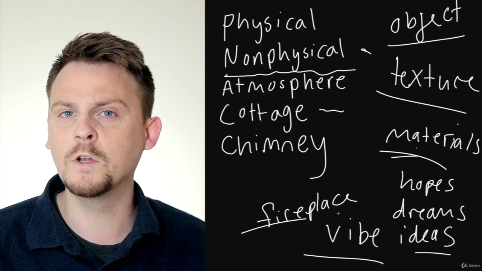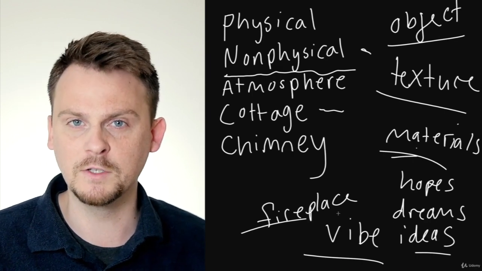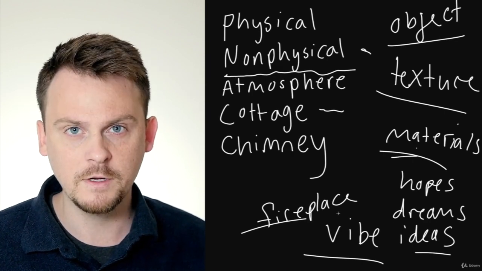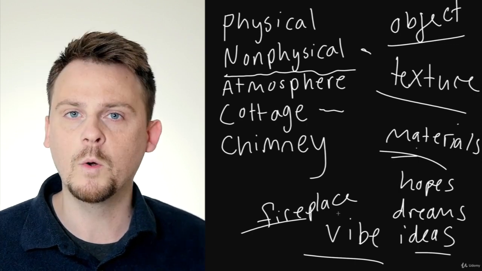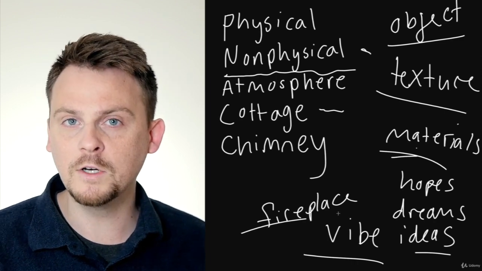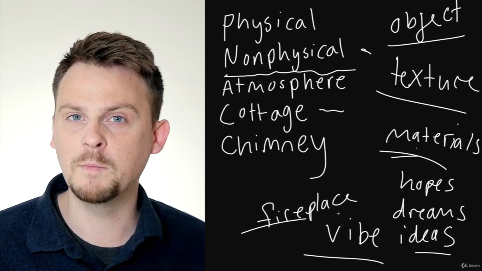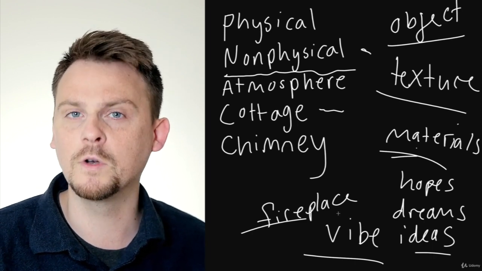So those two words will make sense more later in the class when we actually practice description. So physical, non-physical, atmosphere, the feeling of a place, the vibe. We need to also know cottage, and we need to know chimney. We'll learn other words too later on in the class, but make sure to especially remember these key words, because these are important in this class.